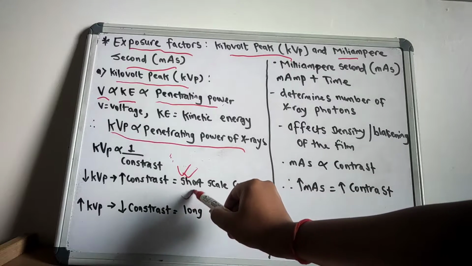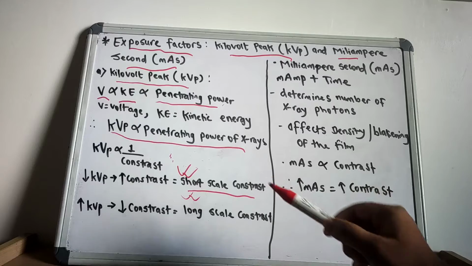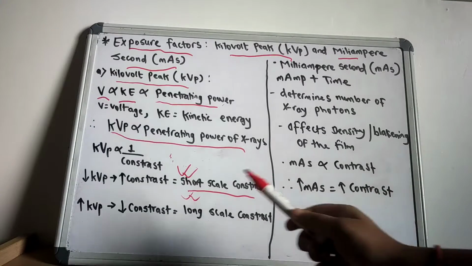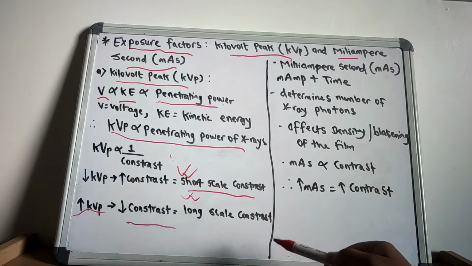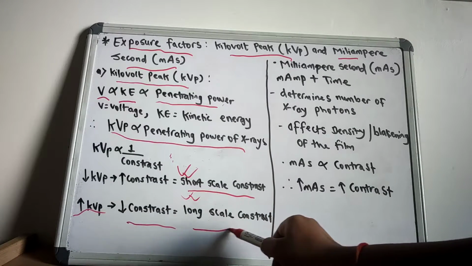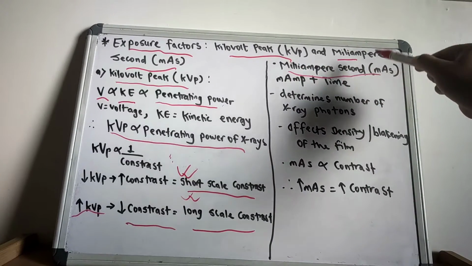If there is low kilovolt peak, then there is high contrast, and it is also known as short scale contrast. And if there is high kilovolt peak, there will be low contrast, and it is called long scale contrast. So let us move toward the milliampere second.